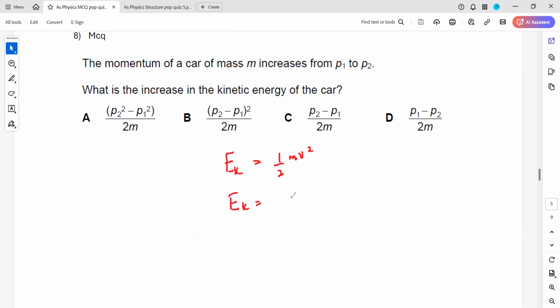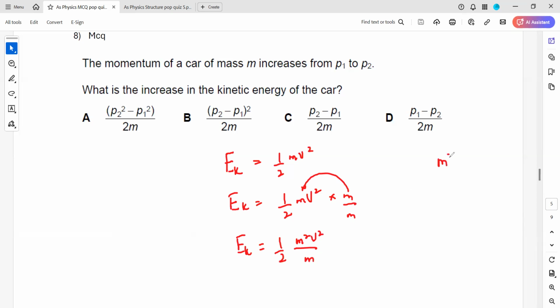If I multiply and divide this equation by m, it will become 1 by 2 mv square multiplied by m and divided by m. Because if I multiply and divide by m, it does not make a difference. So when I simplify, Ek is equal to half. This m is multiplied with m, so it will become m square v square divided by m.